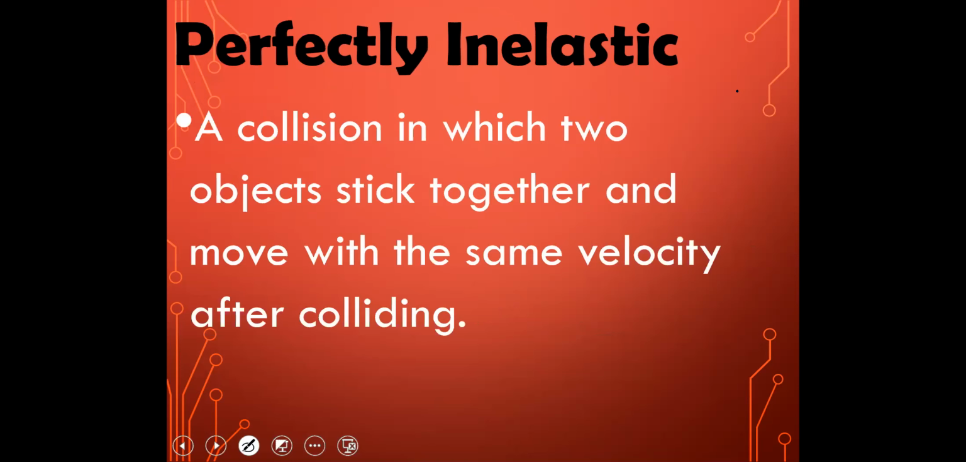Perfectly inelastic: the two objects stick together. The first one, the elastic, they move in different directions, to the right, to the left. The inelastic, they are moving in the same direction, but with different velocities. Perfectly inelastic, they stick together and move with the same velocity.